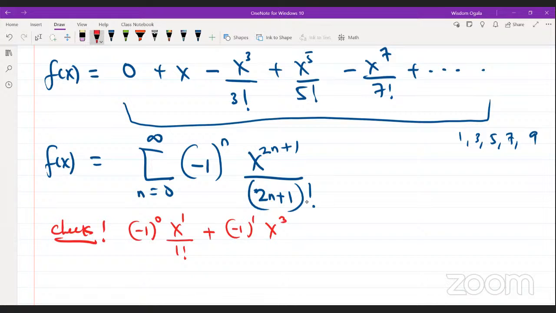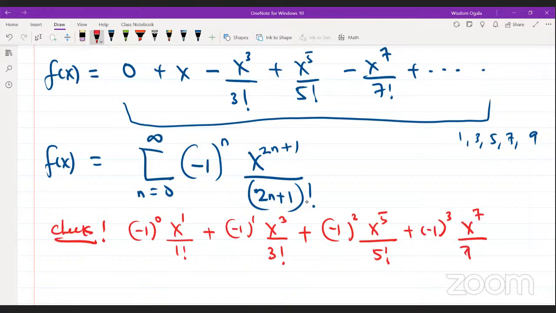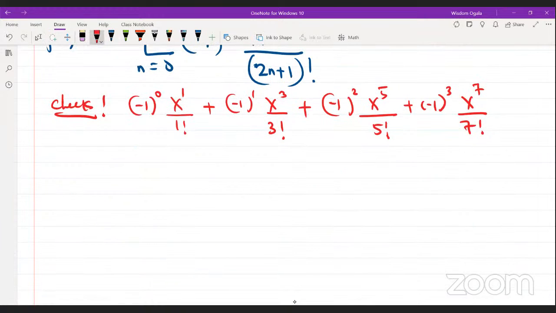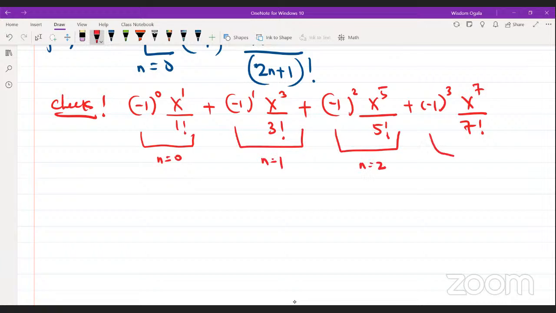2 times 1 is 2, plus 1, 3, divided by 3 factorial. When n is 2, it's going to be (-1) squared, x to the 5th power divided by 5 factorial, plus (-1) when n is 3, this is going to be this guy. Interesting. Here is when n is 0. Here is when n is 1. Here is when n is 2. Here is when n is 3.